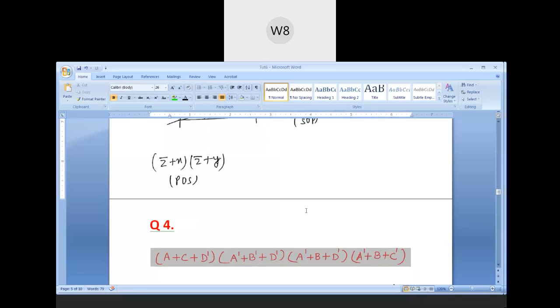Here we have another function of 4 variables a, b, c, d, and this is given as product of sum form, not necessarily in the simplest form. Here again we have to find the representation of this function in the simplest SOP and the simplest POS. So try to find out.